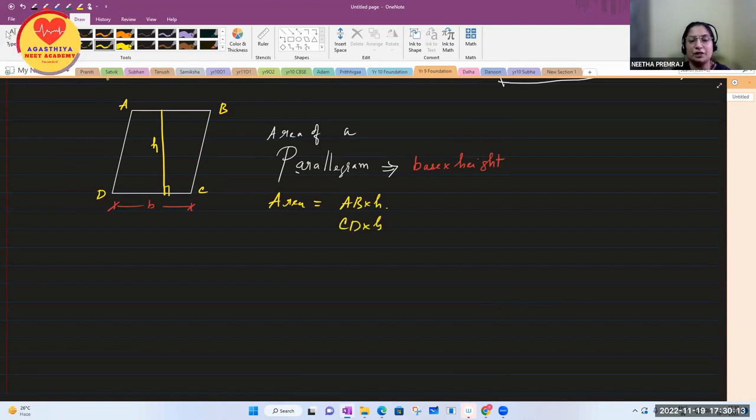Because AB and CD are equal, isn't it? So you can take. No, I want to take BC as base. If you want to take BC as base, then the corresponding perpendicular height should be taken. Then you have to take this as the height. Understood? So if you want to take BC as base, the corresponding height should be taken. Or else if you want AD as base, yes, you can take the corresponding height. Got it, guys? Do you understand? Yes, ma'am. Yes. Okay, make a note of it.